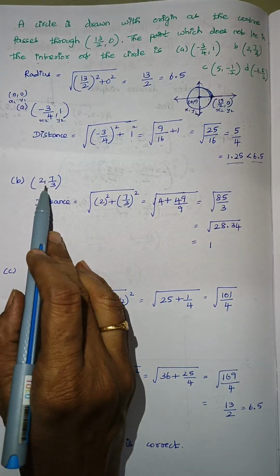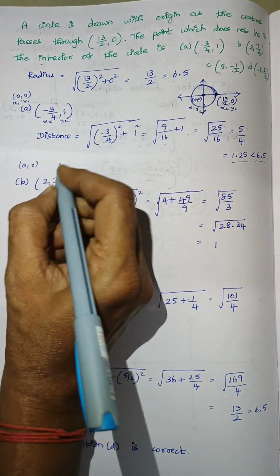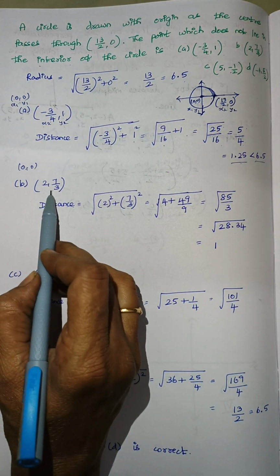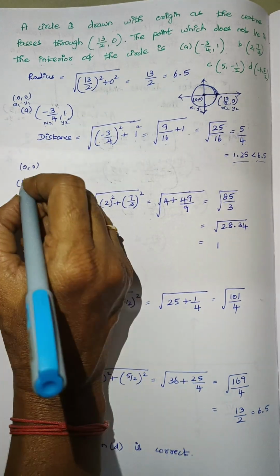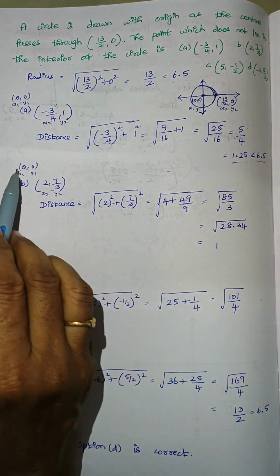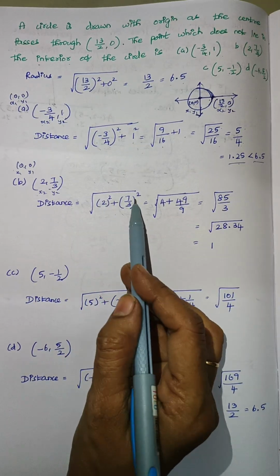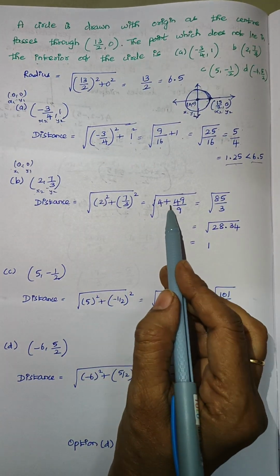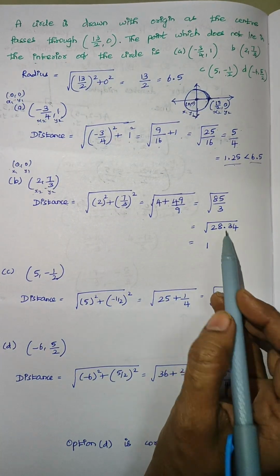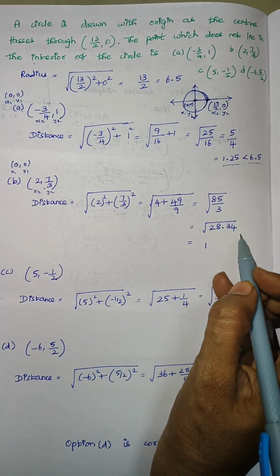Next consider the point 2 comma 7 by 3. We are finding the distance between this point and the origin, again using the distance formula. So 2 minus 0 the whole square plus 7 by 3 minus 0 the whole square. So it is 4 plus 49 by 9, which, when you find the LCM and everything, gives the answer as root of 85 by 3, which is 28.34.